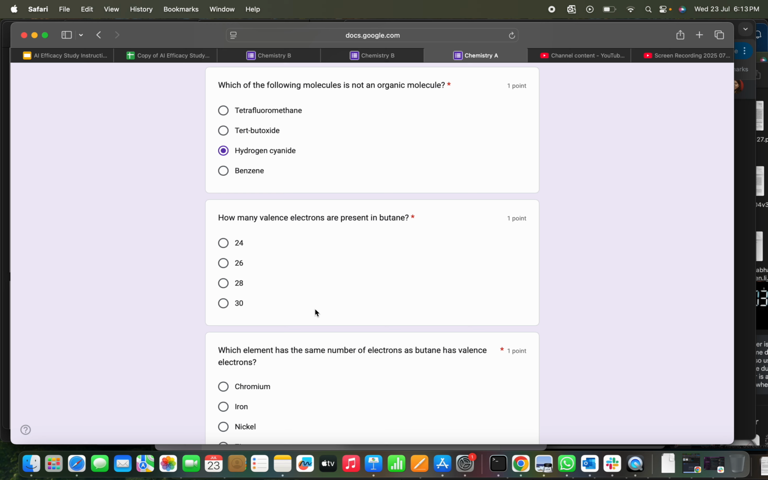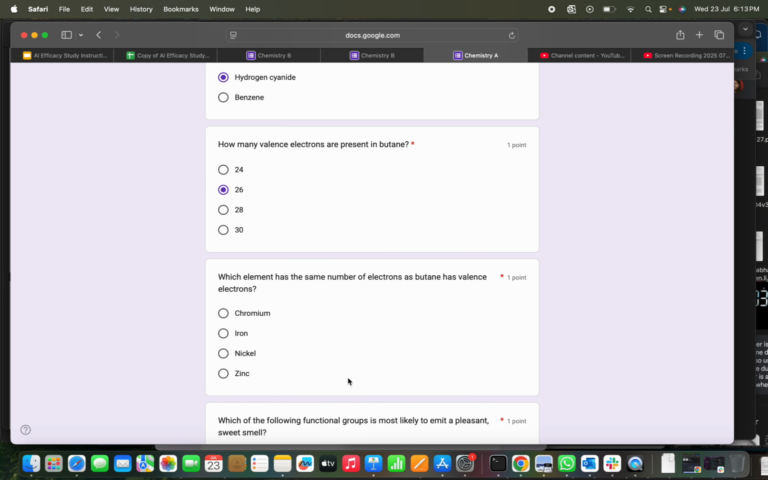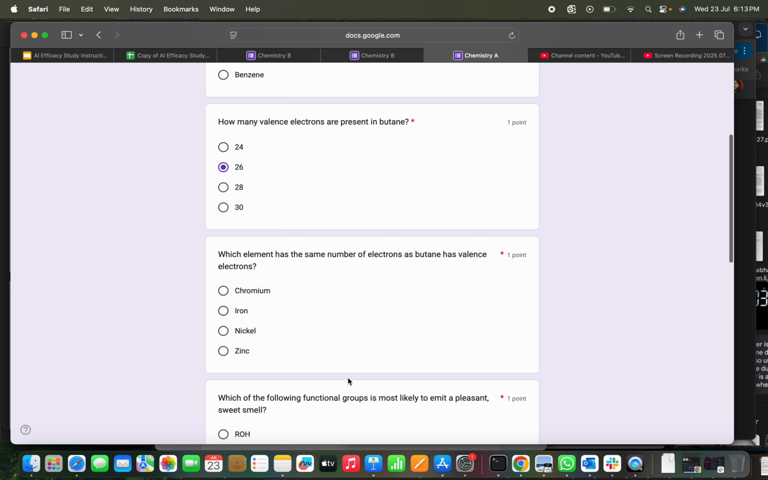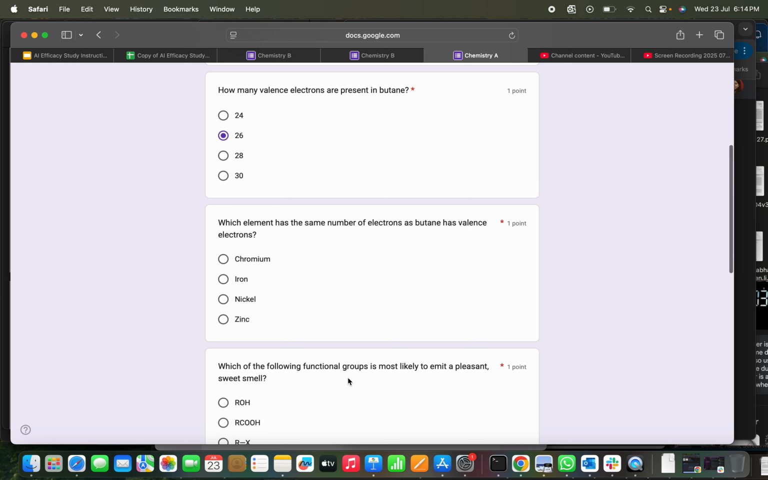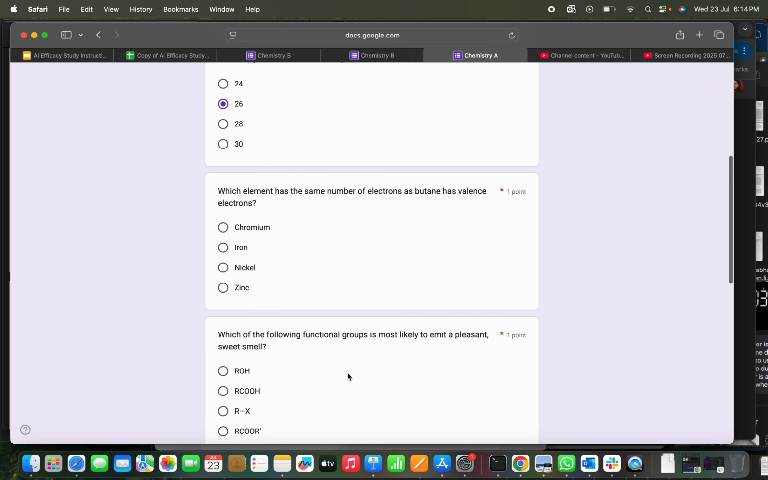Right, was 23, 26. Which element has the same number of electrons as butane? I have no idea, but I believe this won't. I'll go with iron. 26. 26 is a very large number.